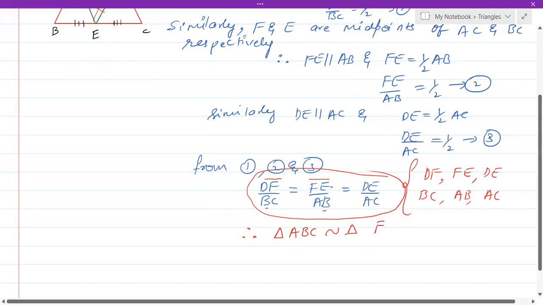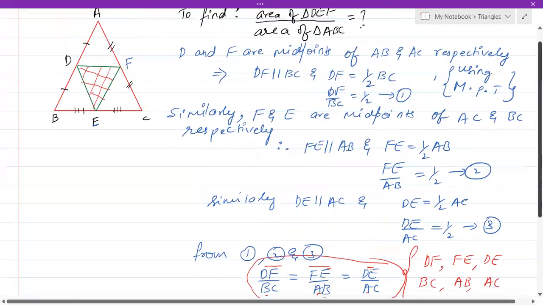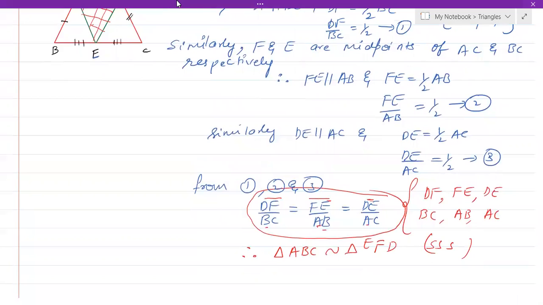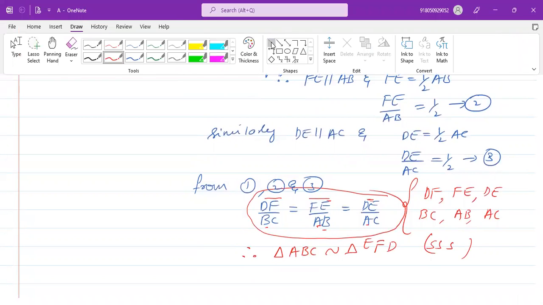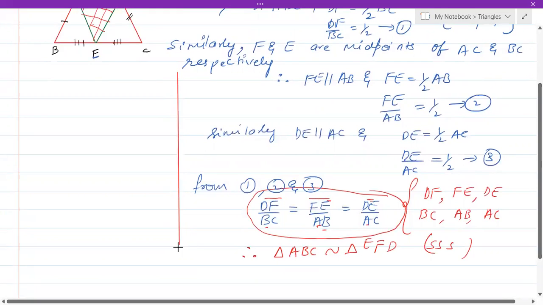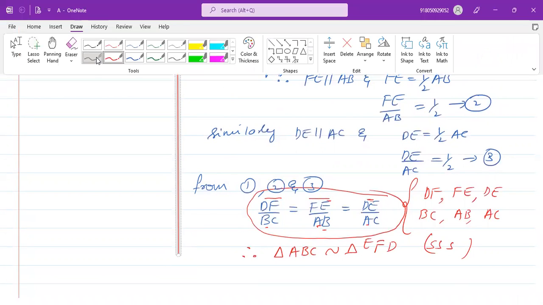Now, if you observe the same pattern for the next 2 numerators, E and E is same, A and A is same, which means A will be equal to E and C will be equal to D. This is using SSS criteria. So what we have done is, we have proved that the 2 triangles are similar using SSS criteria. Okay, let's draw a line. Let me continue here, the other side. Okay, so we have proved the 2 triangles are similar.